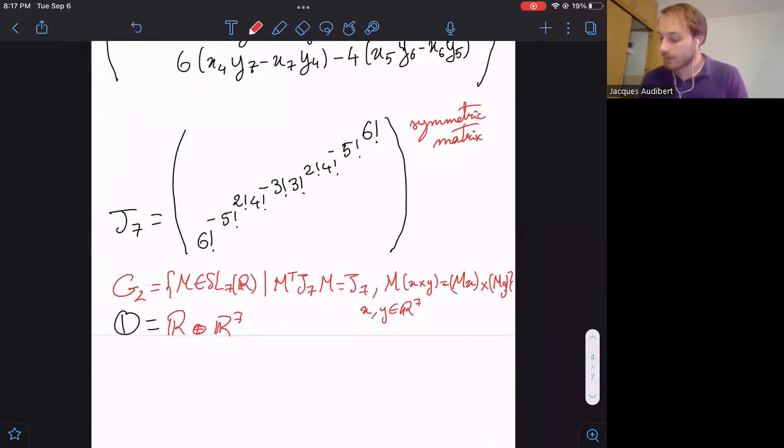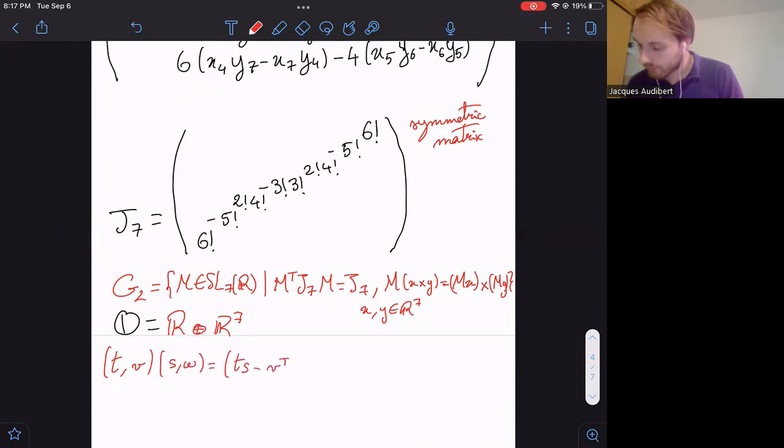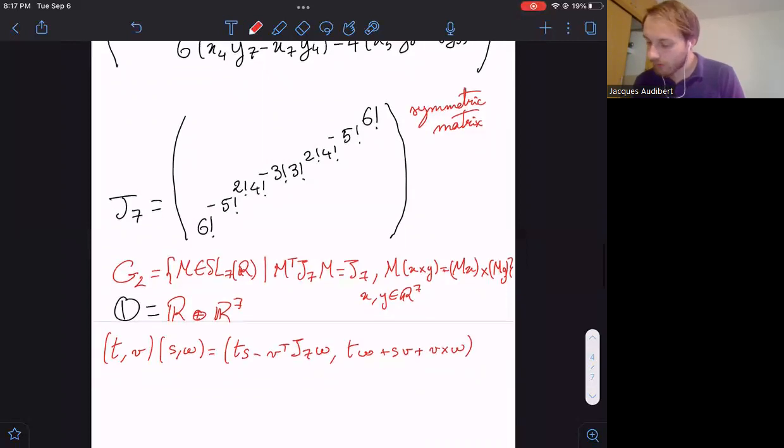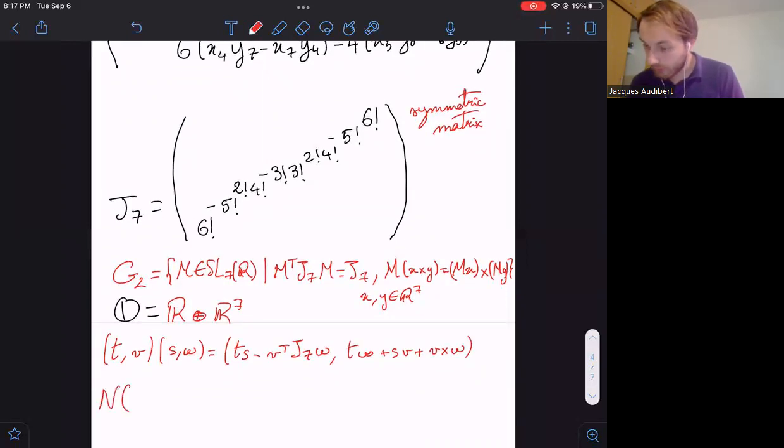direct sum with R^7, and the multiplication law will be: I take a T in R and V in R^7, and I multiply with S, W. It will be T S minus V transpose G7 W. That's a number. And the vector part will be T times W plus S V plus V cross W. And you can also recover the norm, which takes T in R and V in R^7 to be T squared plus V transpose G7 V.